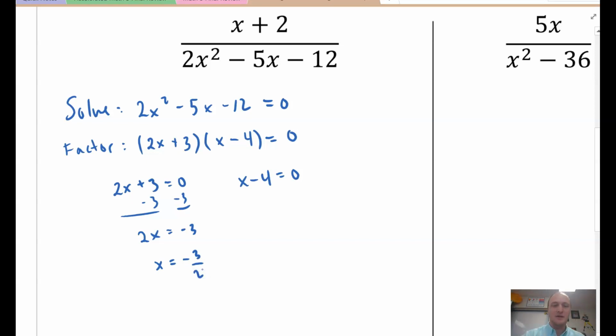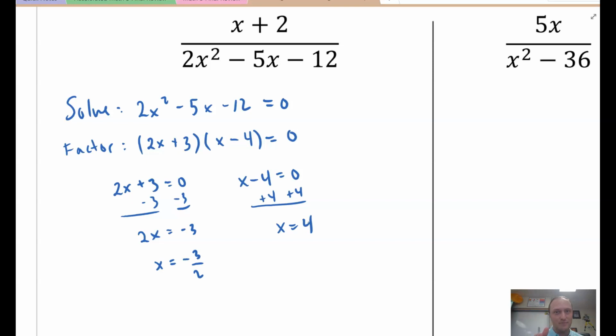Good job. Okay, now we have to go ahead and solve for the other x, right? So I'll add 4 plus 4. Okay, so x equals negative 3/2 and x equals 4. I have Kevin in my class. Kevin, if you're watching this, negative 3 divided by 2, go.